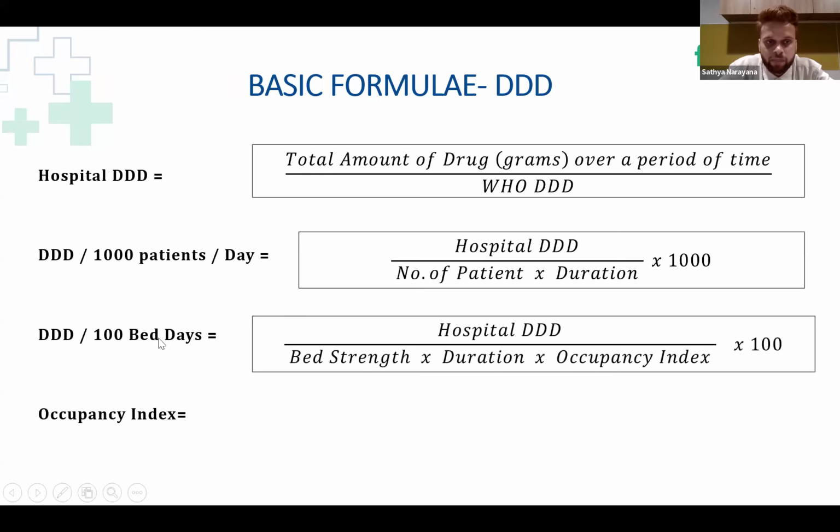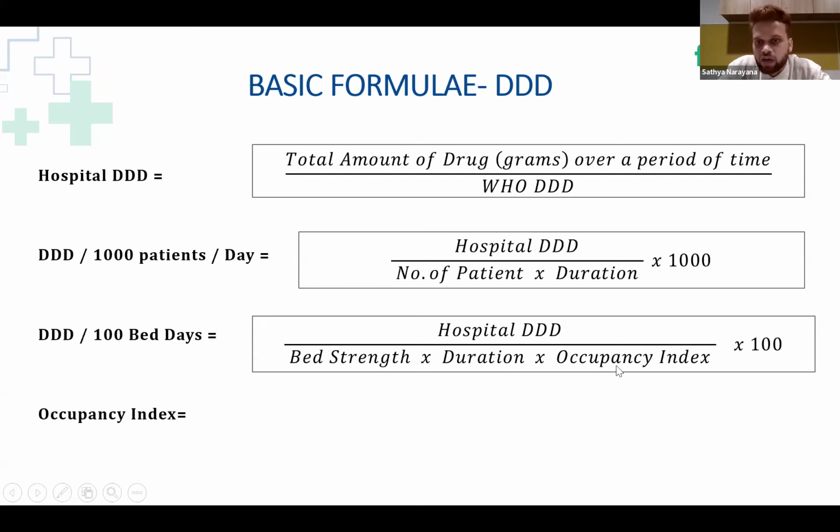And if it is DDD per 100 bed days, the numerator would be the one which we got in the initial step, and then the bed strength. This could be done per ward, or it may be considered for the whole hospital. Anything you can consider as per the institute aspects. Here the bed strength depends upon the way you prefer, but most probably we will do it ward wise, like MICU, general ward, CTICU. This way it would be very precise and would be very good data. And then duration would be the same again, whether it is 1 month, 3 months, 6 months, whatever it may be. We need to convert that into days.